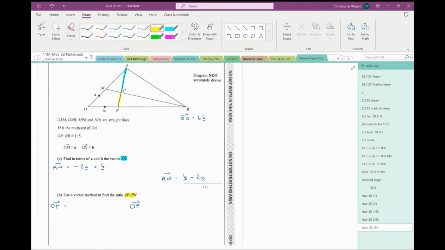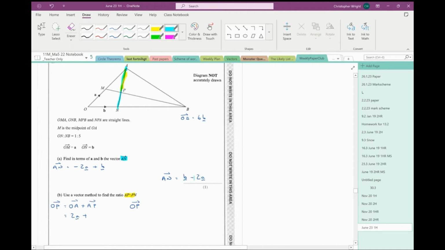I'm going to go from O to A and then down to P. Let's have a look at that. It's going to be O to A and then A to P, not the full way A to N, A to P, right? So that's going to be O to A is 2A, and then A to P is a certain fraction of A to N.